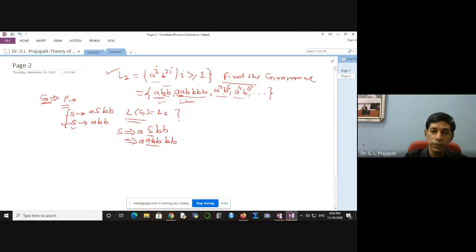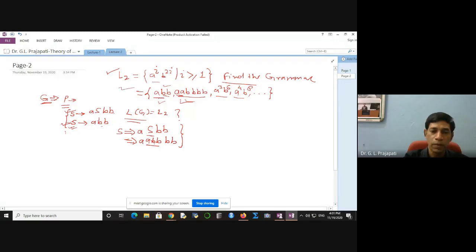If you want to find the string A3B6, then you have to apply this rule two times, and you need to apply the other rule one time, and you will be able to find the sentence A3B6. If you want to go for A4, then you have to apply the rule S derives AS double B three times, and in the fourth time you have to apply S derives A double B. In this way you are going to obtain all possible sentences of this language only using these two rules. So this is the efficient grammar for this language.